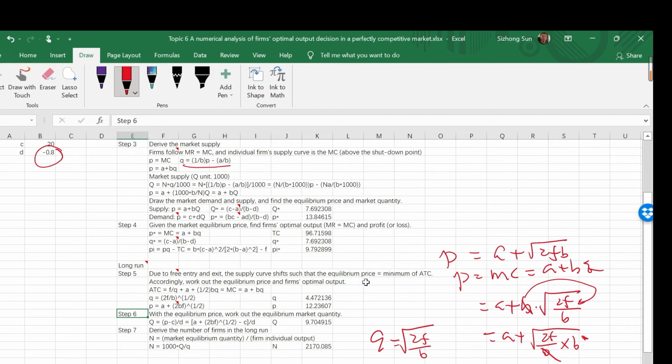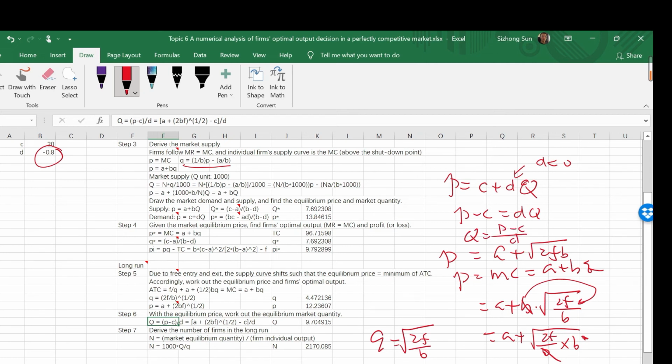Okay, so we worked out the individual firm's output, individual firm supply. Let's look at the market equivalent quantity. So use the demand function now. We know that P is equal to C plus D big Q. So here D is negative. And that means P minus C is equal to DQ, or Q is P minus C divided by D. And we know that P is A plus the square root of 2BF.